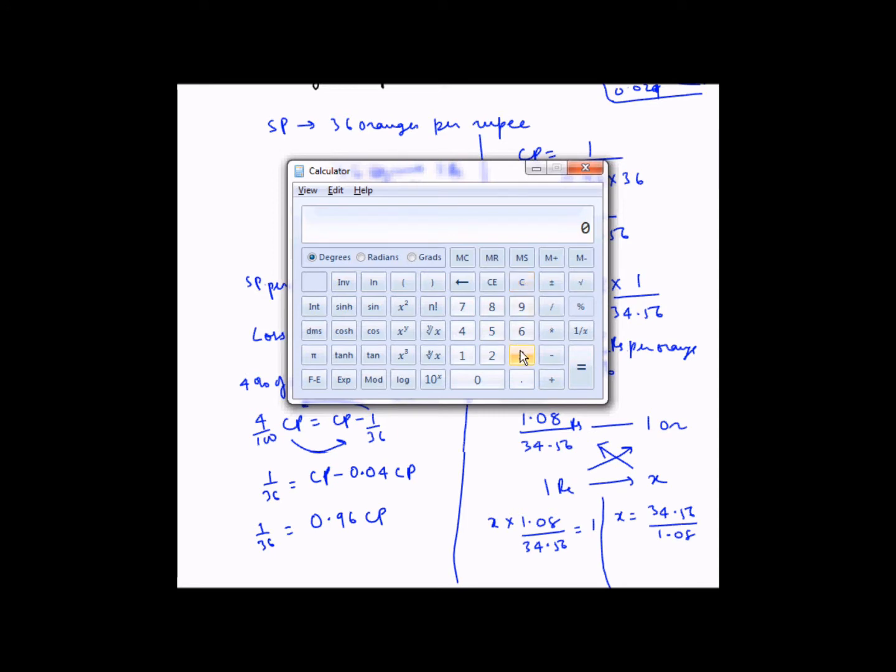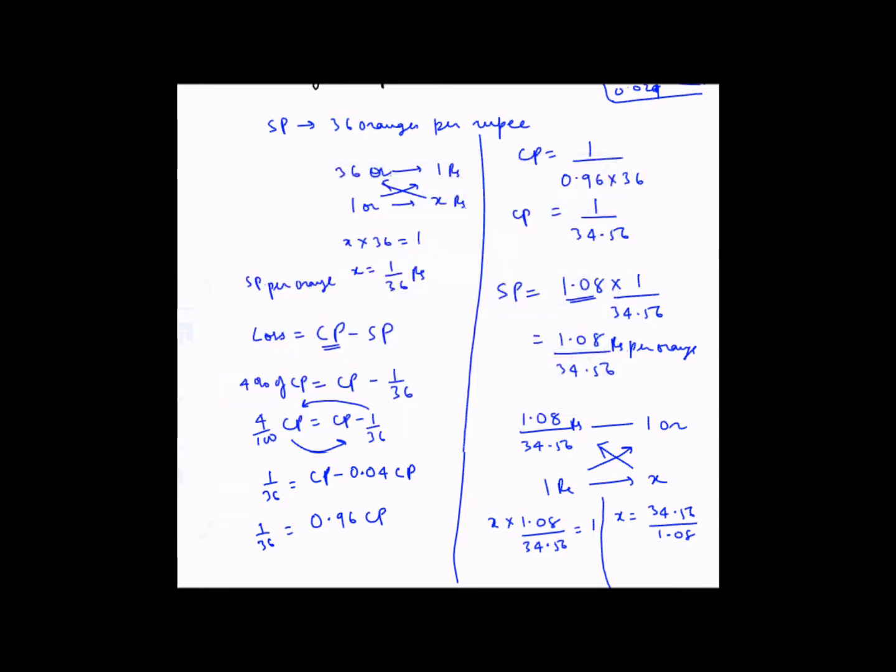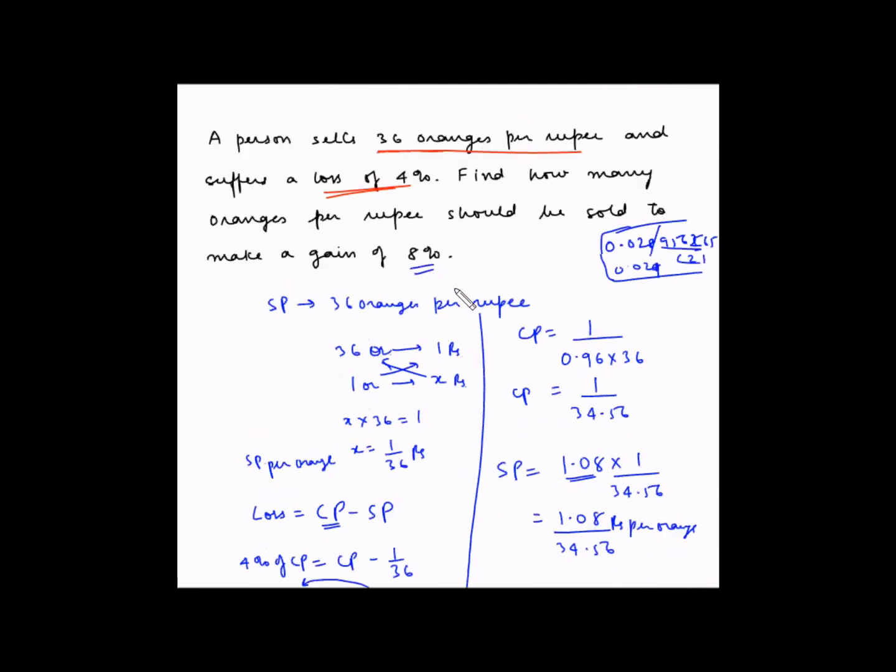So let me pull my calculator here. So we have 34.56 divided by 1.08, and this is equal to 32. So this is equal to 32 oranges. So this is our selling price. So in other terms, he has to sell 32 oranges per rupee to make a profit of 8% on his cost price.